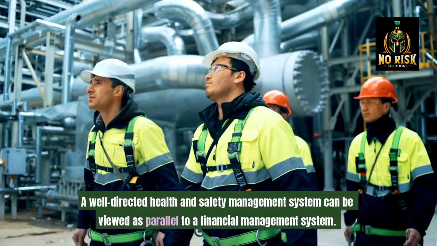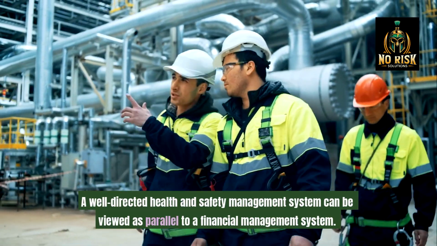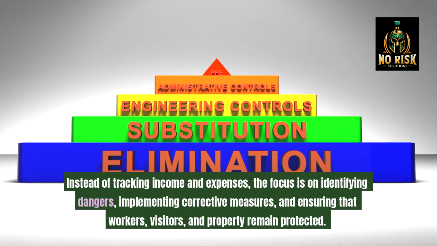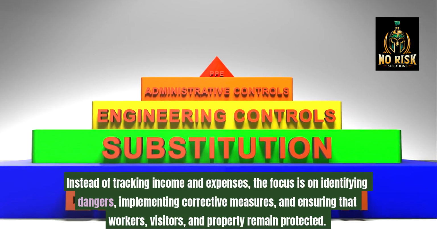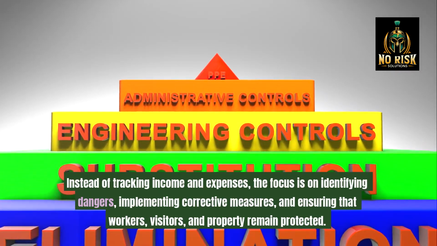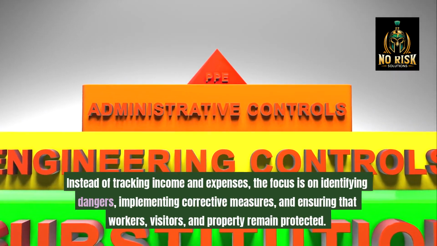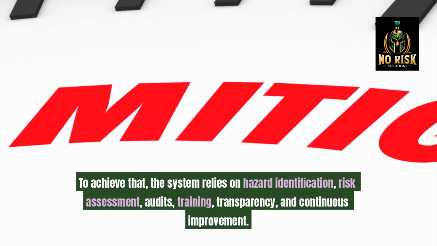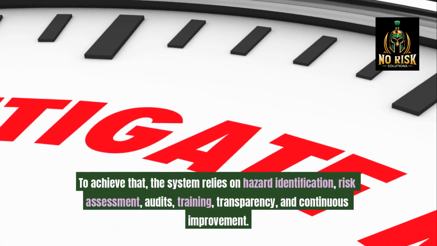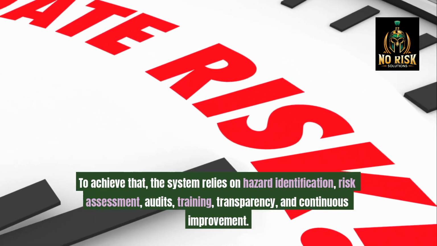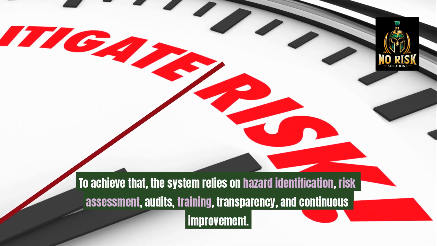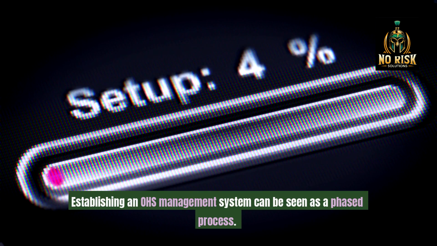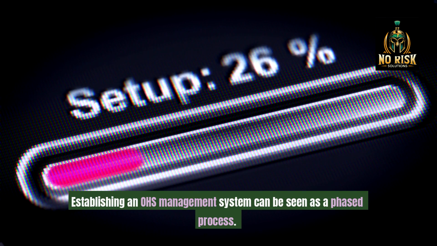A well-directed health and safety management system can be viewed as parallel to a financial management system. Instead of tracking income and expenses, the focus is on identifying dangers, implementing corrective measures, and ensuring that workers, visitors, and property remain protected. To achieve that, the system relies on hazard identification, risk assessment, audits, training, transparency, and continuous improvement. Establishing an OHS management system can be seen as a phased process.